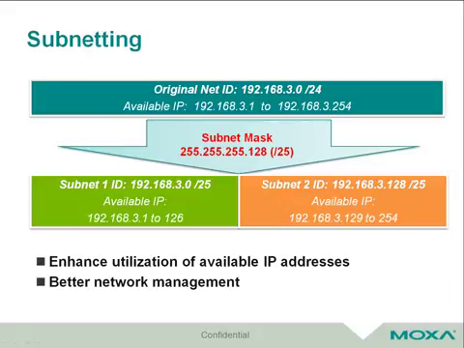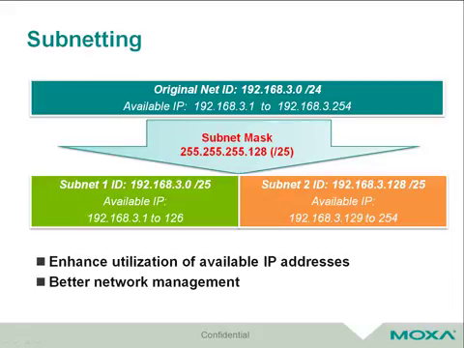In this example, we have the original network 192.168.3.0/24. It means that we can assign an address to our hosts in the range from 192.168.3.1 to 192.168.3.254. The address 192.168.3.0 cannot be assigned to host because it is a network ID, and the last address 192.168.3.255 is used for broadcast.